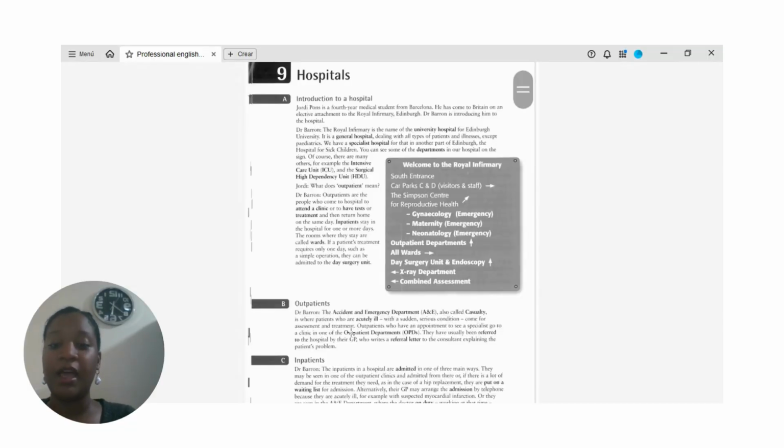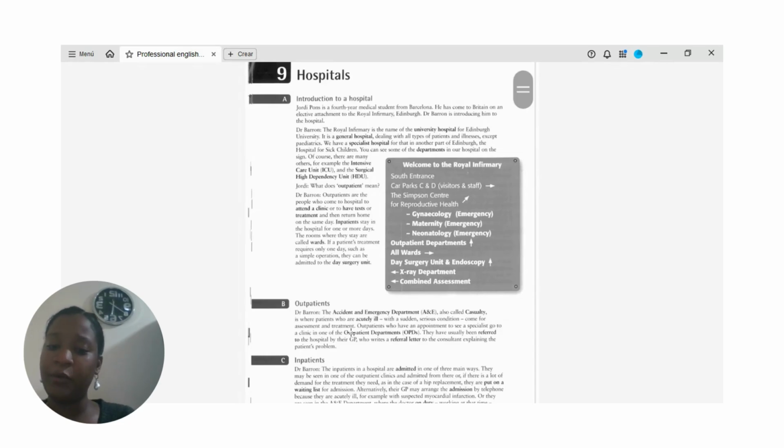Dr. Baron says, the Royal Infirmary is the name of the University Hospital for Edinburgh. It is a general hospital dealing with all types of patients and illnesses, except pediatrics. We have a specialist hospital for that in another part of Edinburgh, the Hospital for Sick Children. You can see some of the departments in our hospital on the sign, of course. There are many others, for example, the intensive care unit and the surgical high dependency unit.